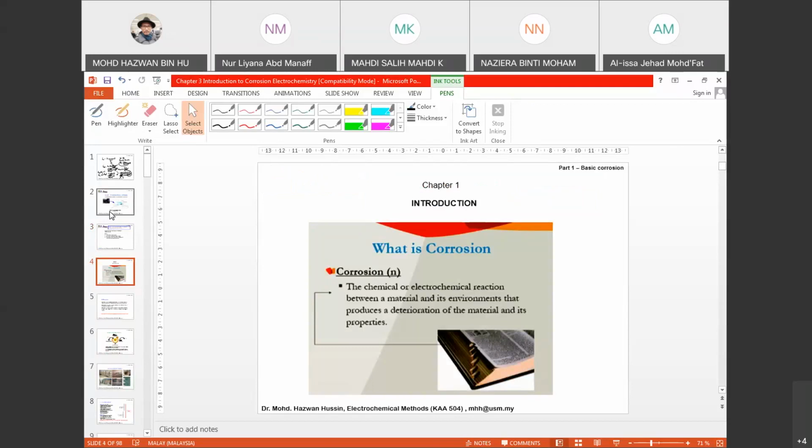So basically, what can you understand about corrosion? Can anyone give a simple definition of corrosion? Someone can try, maybe newcomers. Atira, do you want to try? What does it mean by corrosion?